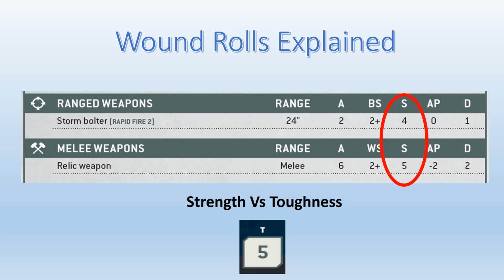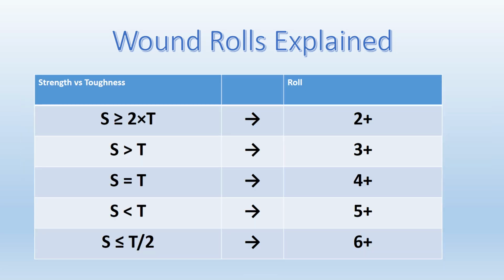The rules are fairly straightforward, but people can get bogged down by them. So here's how it works. If your strength is at least double the toughness of your opponent, you will wound on a 2+. If your strength is higher but not double, you wound on a 3+. If strength is equal to toughness, you wound on a 4+. If it is lower than toughness, you wound on a 5+, and if the strength is half or less than the toughness, you wound on a 6+.